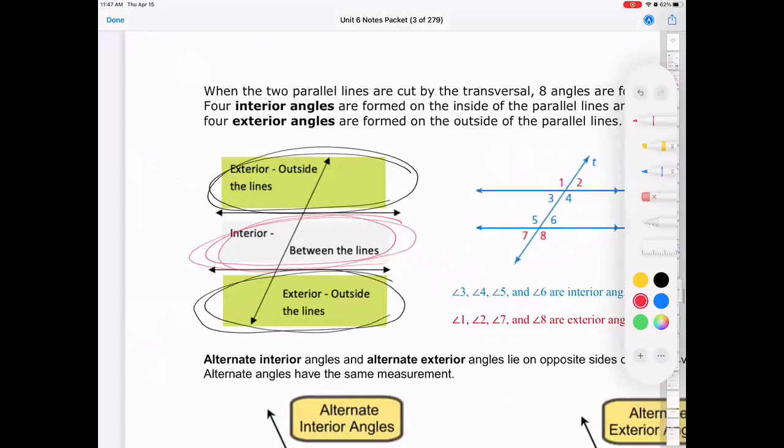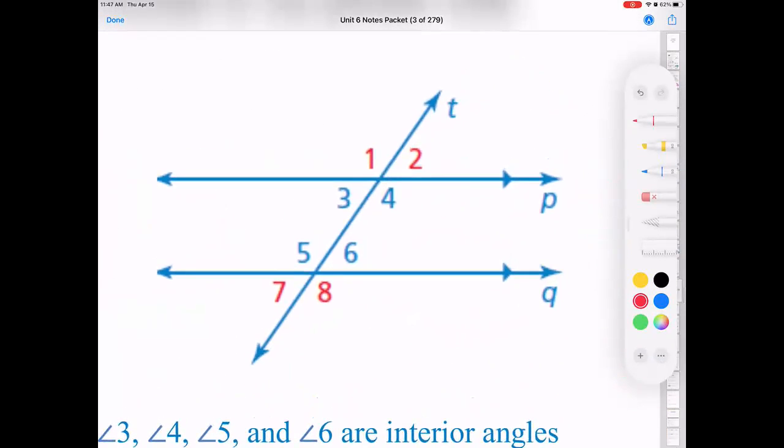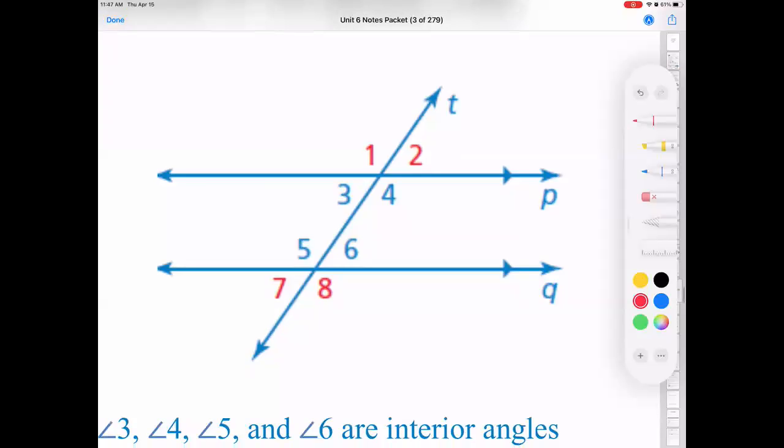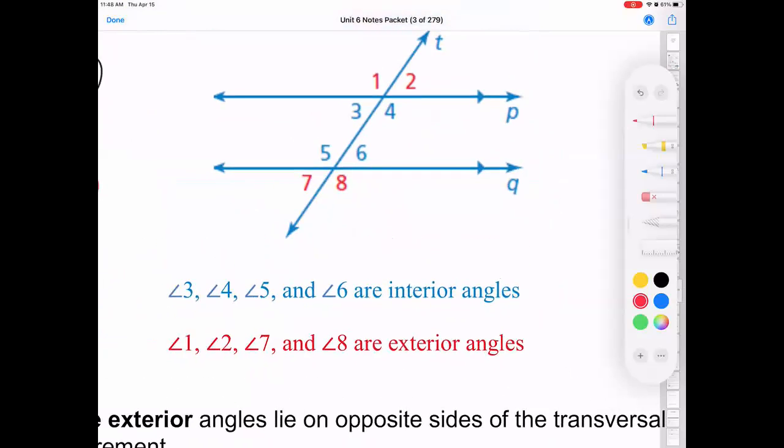Now, from that, we have this diagram with a bunch of different angles. If we had to ask ourselves which ones are 1, 2, 7, and 8, notice how they're in red. What kind of angles would those be? Awesome job to those individuals who got it correct. So exteriors are 1, 2, 7, 8. Interiors are 3, 4, 5, 6. That'd be amazing if it were that sweet and easy.